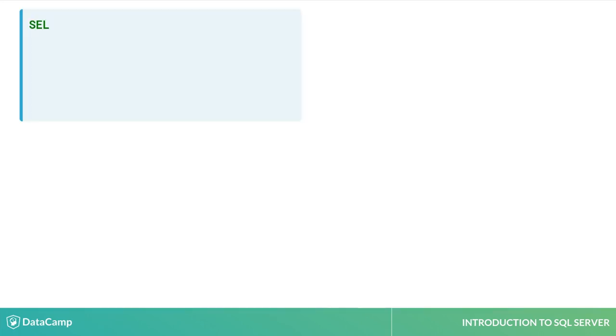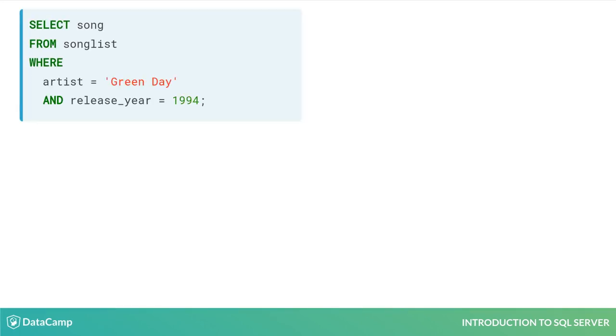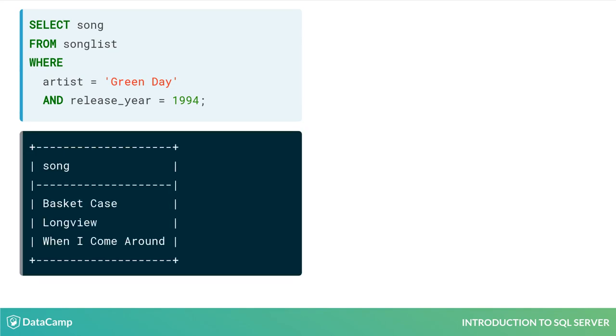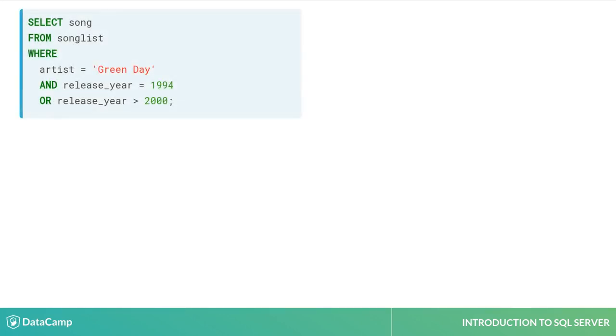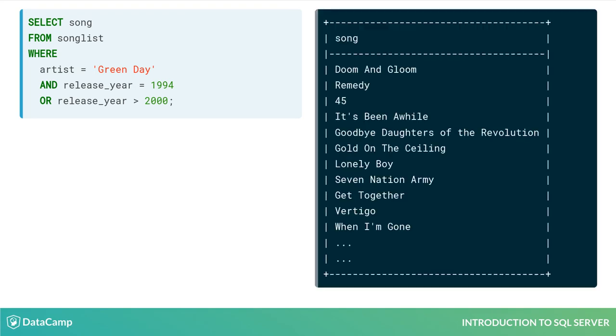Let's try another example. The top query returns Green Day songs from 1994, a total of 3 rows. The middle query returns Green Day songs released after the year 2000. This also returns 3 rows. Now, if I ask for songs by Green Day released in 1994 or after 2000, how many rows will I retrieve? 6? Let's see the results.